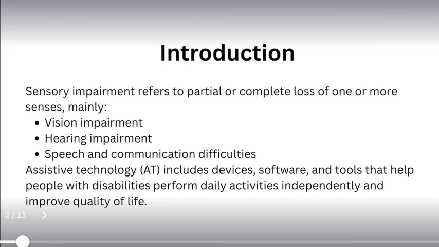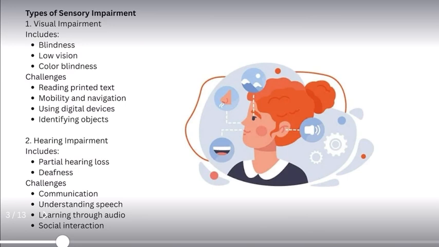Sensory impairment means the partial or complete loss of one or more senses. It might be vision or hearing, or speech and communicative difficulties. Assistive technology includes devices, software and tools that help people with disability to perform daily activities independently and improve their quality of life. Now let's deal with the types of sensory impairment.